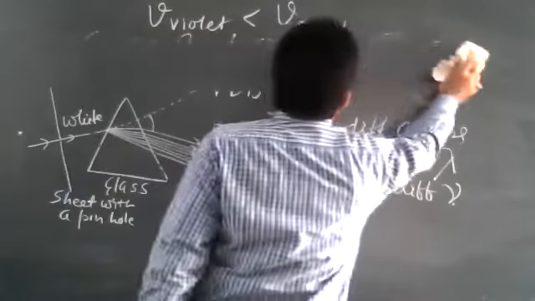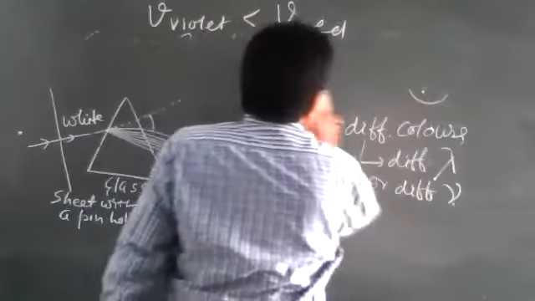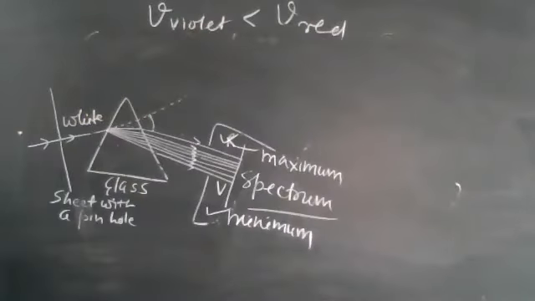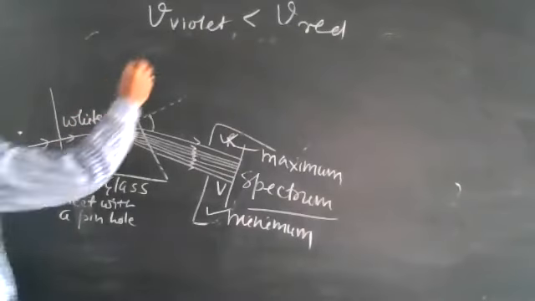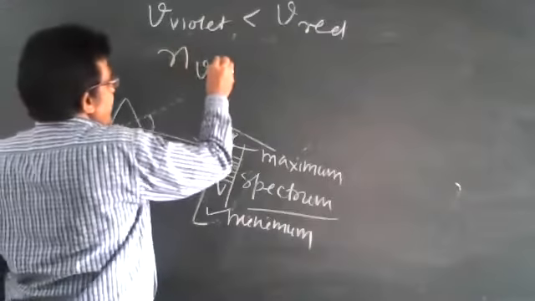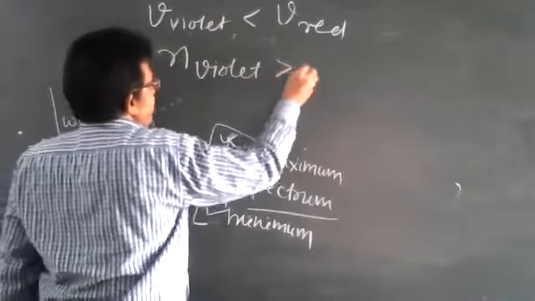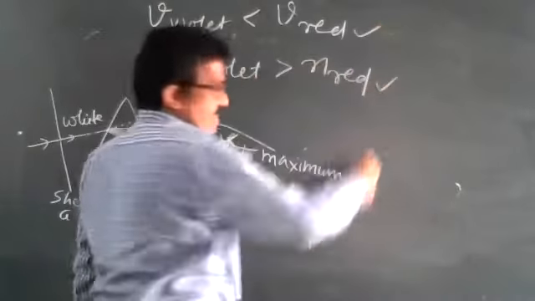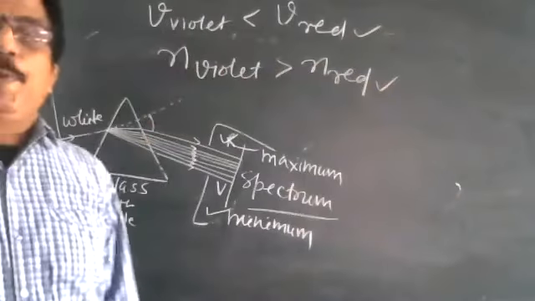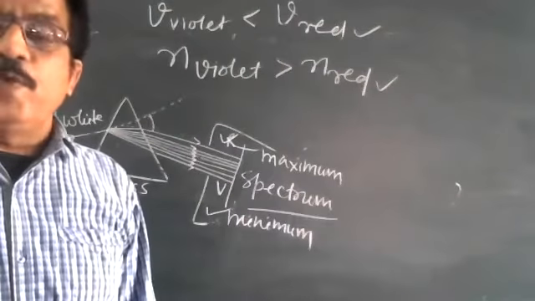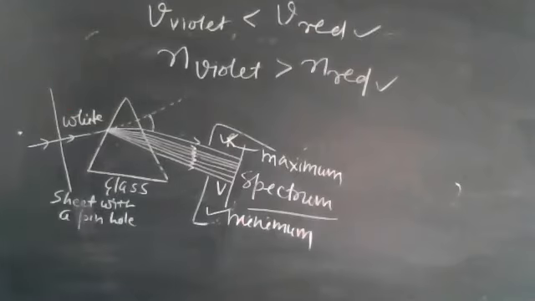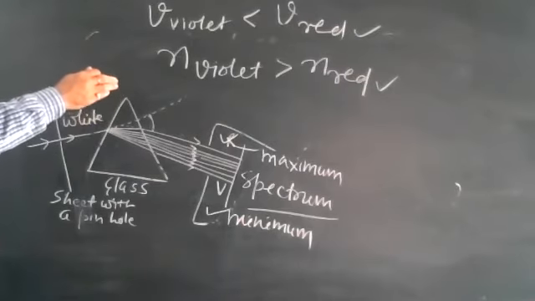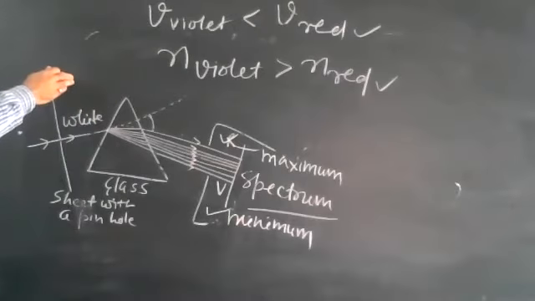Speed of the violet color is minimum. When speed is different, the refractive index will be different. The refractive index of violet is greater than that of red. This is different and that is different. When the speed is different, the refractive index is different, and when the refractive index is different, this is the cause of dispersion.